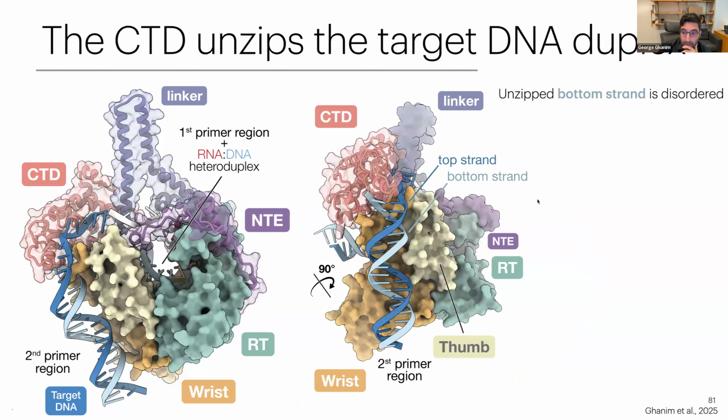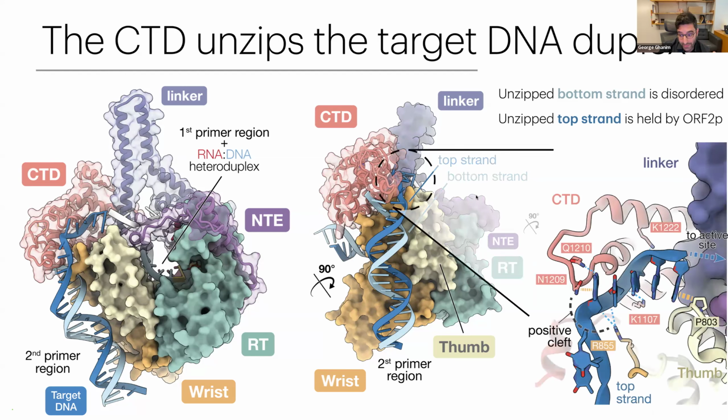Okay. The unzipped bottom strand, the melted bottom strand here, is disordered, and we don't see it in our reconstructions, although we see maybe one additional nucleotide in some of the data set. But the top strand is held tightly by ORF2P. And we'll take a look at that here. And here again, we're rotating the structure to take a look at the top strand. And it's held in a way with the bases facing the solvent.